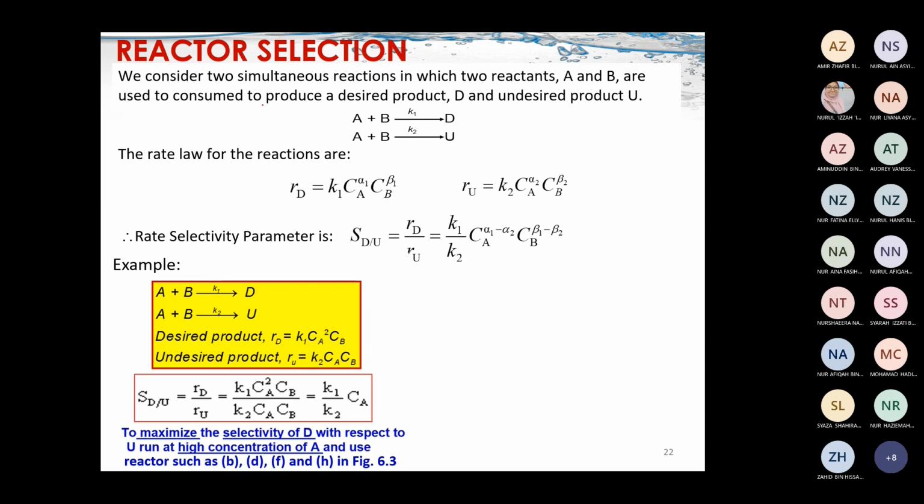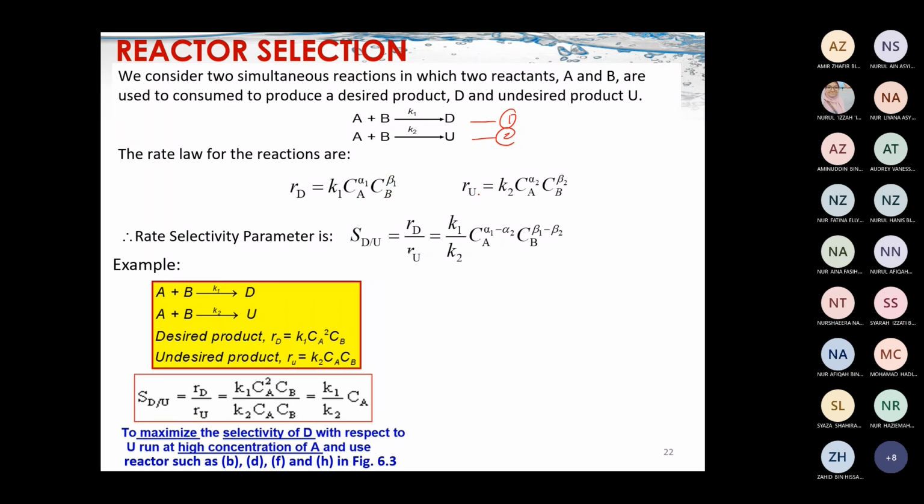Okay, so we consider two simultaneous reactions in which two reactants A and B are consumed to produce a desired product D and undesired product U. Katakan we have two kind of reaction. So the rate law for the reaction, tengok pada RD. So RD is equal to K1 CA^alpha, alpha ni bergantung pada order of reactions, and CB^beta1. So alpha is for A species and beta for the B species.